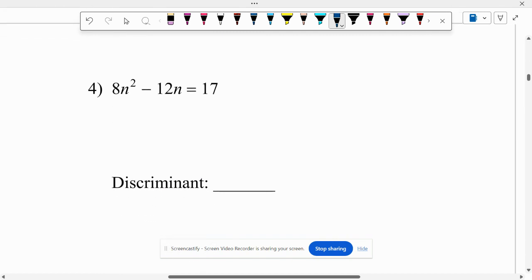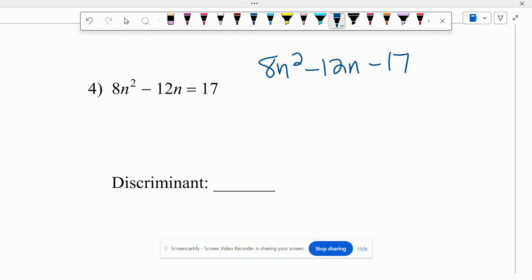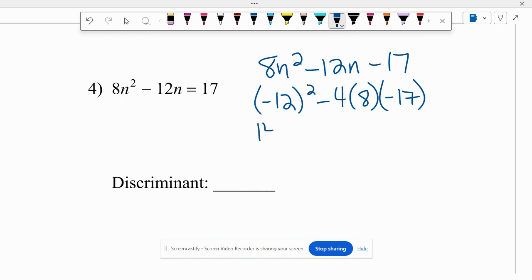What do we have to do to this? Minus 17. So this becomes in standard form, 8n squared minus 12n minus 17. B squared, that's negative 12 squared minus 4 times 8 times negative 17. So I know that this is 144.